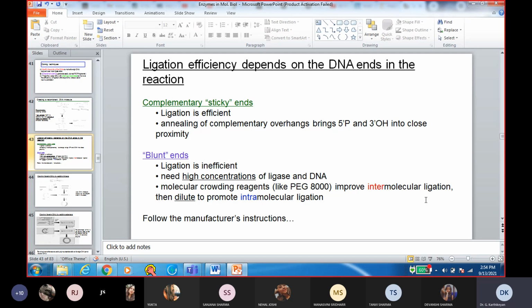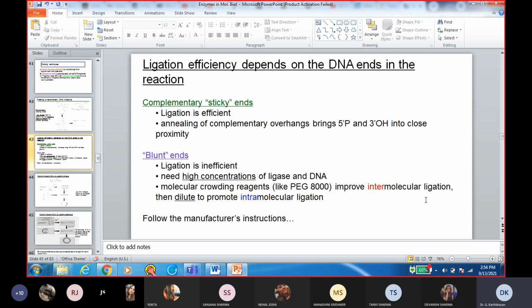And annealing of the complementary overhangs essentially brings the 5' phosphate and the 3' hydroxyl into close proximity. As we saw, there are two types of ends that are possible. One is when you cut with restriction enzymes like EcoRV or BamHI or HindIII, it is going to give you what are called sticky ends, right? When you cut with certain restriction enzymes, they are going to create blunt ends. That means they cut right in the middle of the sequence on both sides. So it's going to create what are called blunt ends.